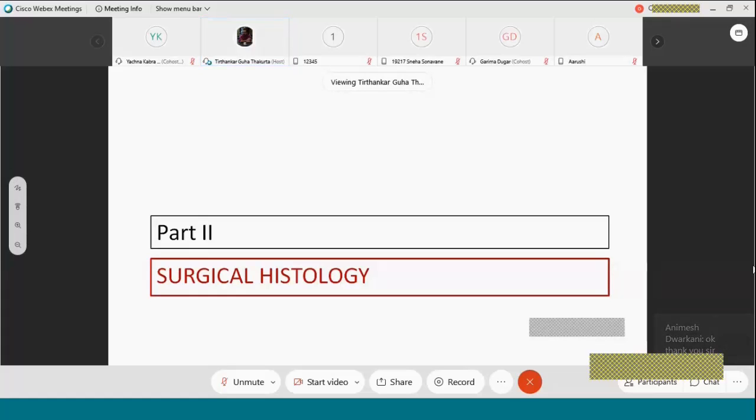So in surgical histology, basically we examine post-operative specimens. Some specimens may contain both normal and abnormal parts. Some specimens may contain only the abnormal part. So it totally depends on what kind of specimen we are dealing with. Let us start with some basic concepts of pathological signs under the microscope.